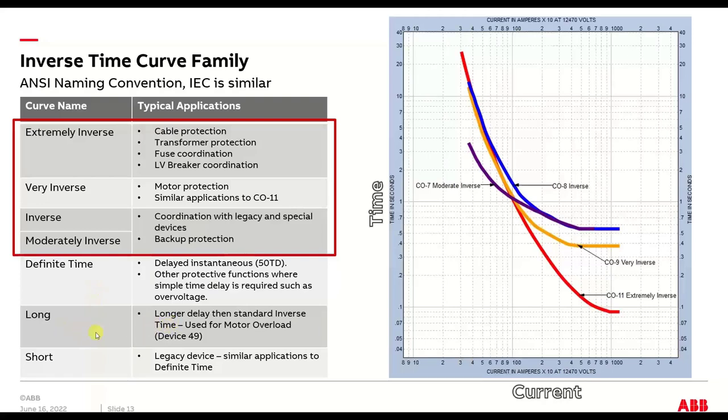And then another one you might see is a long time delay. Long inverse would be used for motor overloads, so a device 49 would be typical of a long inverse. It would look a lot like the standard inverse, like this blue line, except it would be pushed up in time a little bit. So it allows for longer overloads, and it's pretty much identical to motor overload curves.